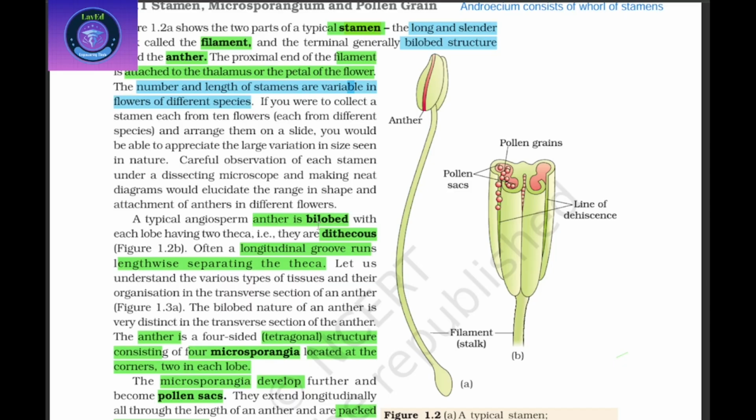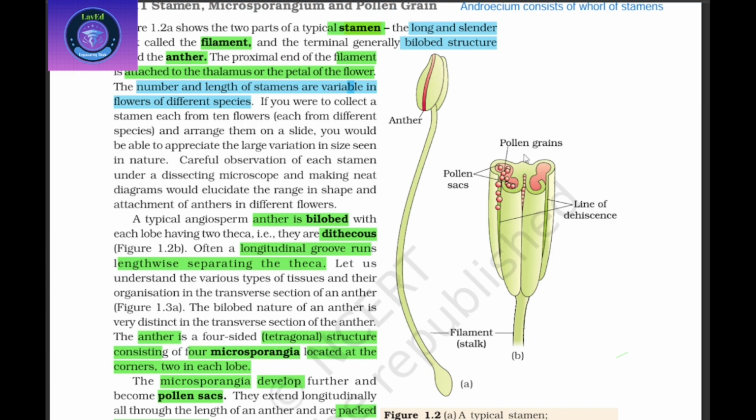Okay, what is bilobed? Bilobed means two lobes. You can see this part. This is one lobe. This is the other lobe. So hence it is called bilobed, with each lobe having two theca. Now what is theca? Theca is nothing but the two cup-like structures.